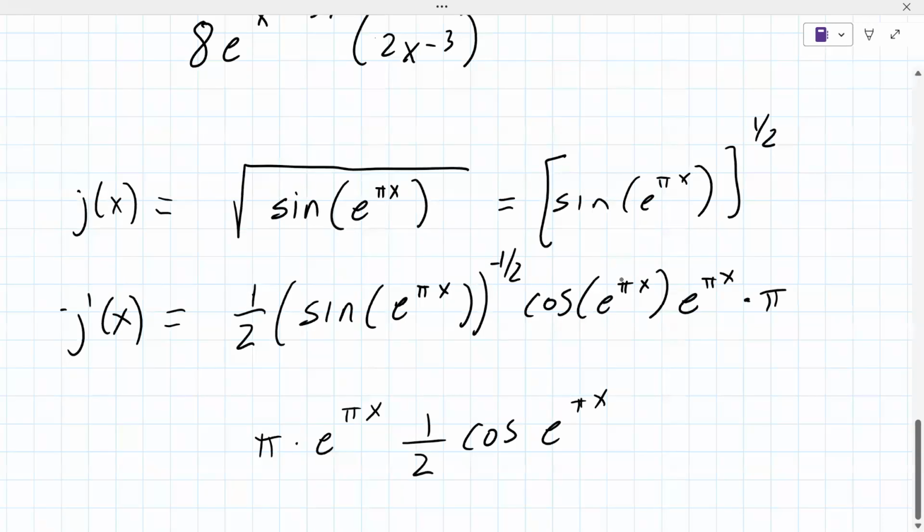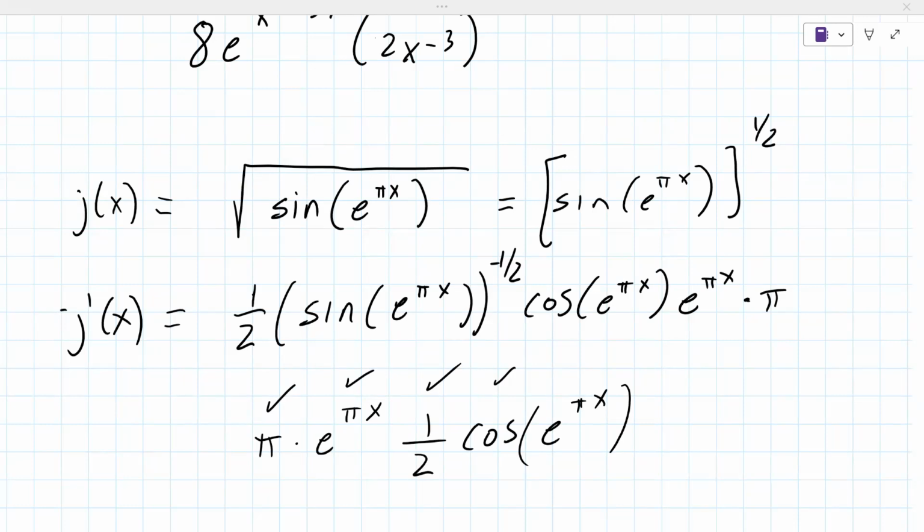So you were well on your way. You had pi, you had e to the pi x, you had the 1/2, you had the cosine, but I didn't see this. Okay. All right. And one of your weaknesses, and I'm not trying to be critical, is that most students struggle with chain rule derivatives. Let's look for a few more of these to work on.